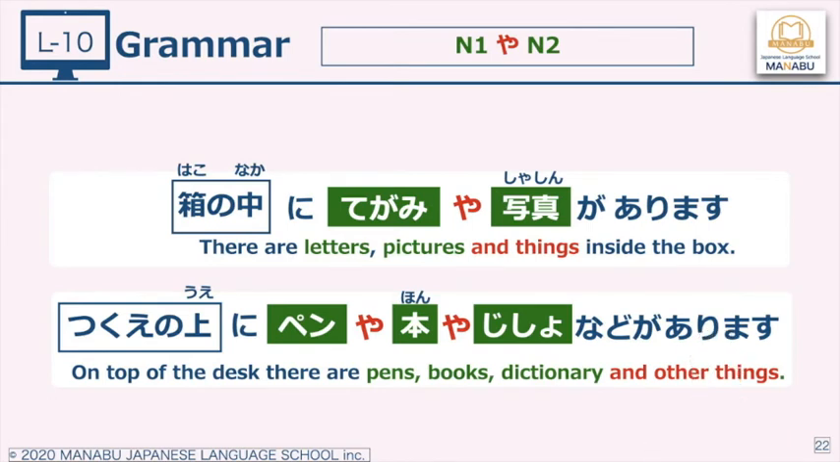Another example is tsukue no ue ni. So, the place of existence is tsukue no ue. Then, the particle ni. Pen ya, hon ya, jisho nado ga arimasu. So, on top of the desk, there are a lot of things like books, ball pens, pencils, cell phones, and other things, but you only mentioned 3. In this case, he mentioned pen ya, hon ya, jisho nado ga arimasu. And also, you can use the word nado.